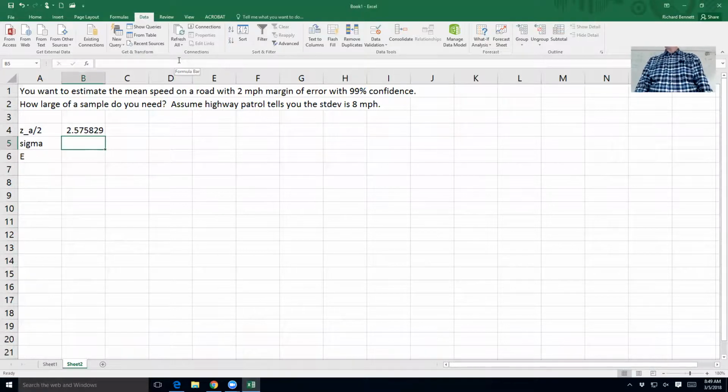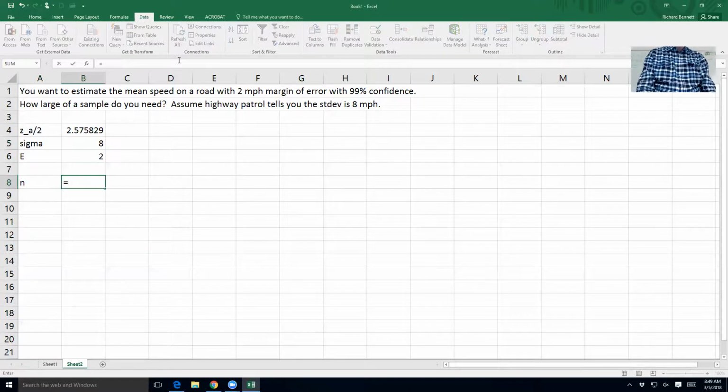Your sigma is what? 8. Your margin of error is what? 2. So n equals Z sub alpha over 2 times sigma divided by margin of error. I got to raise the whole thing to the second power. Put the parenthesis in the front. Okay, it says 106.15. What is my sample size?